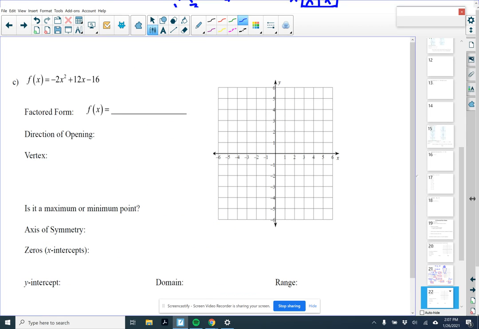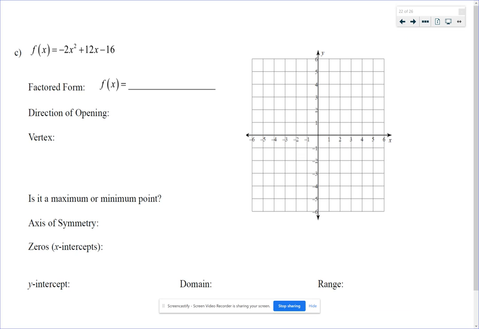I'll go ahead and go back to full screen. And we're going to do the factored form of the function f of x equals -2x squared plus 12x minus 16. So let's do the factored form. So we have to factor, right? The first thing we're going to notice is we can pull out a -2. To get the factored form, we have to pull out the a, whether there's a GCF or not. So you have to factor out the a.